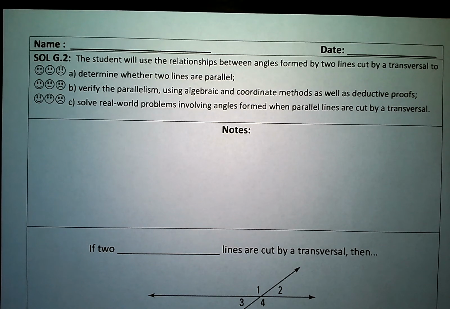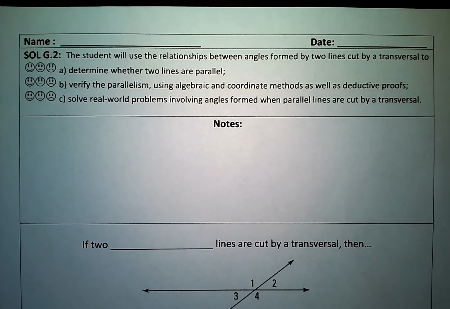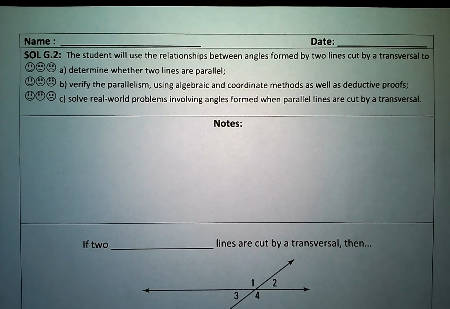Hello, welcome to SOL G2. Here we're going to look at what happens with parallel lines that are cut by a transversal. As you can see, there are three parts to this SOL, so we'll break it down into three different sections. First, let's look at some general notes.